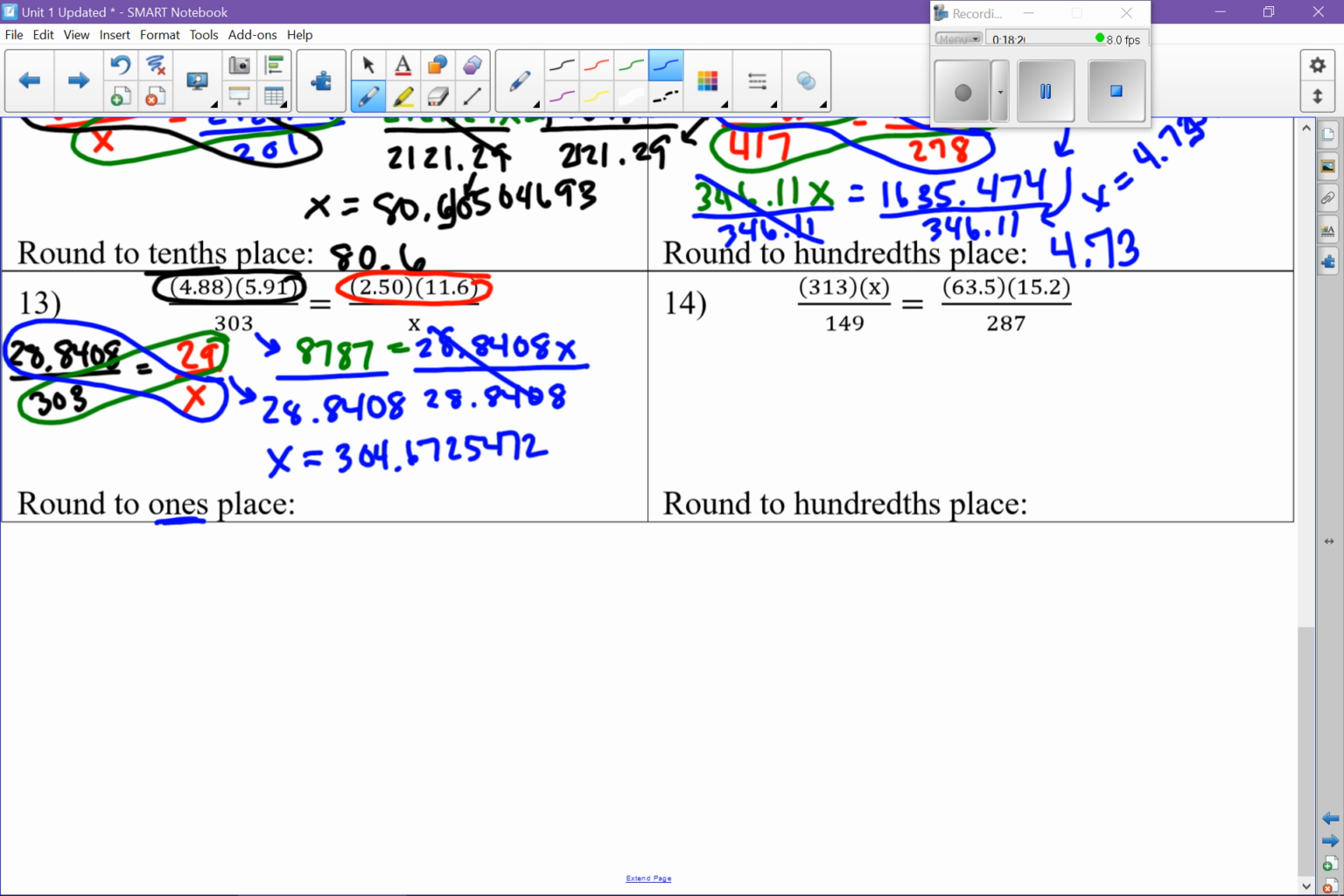X equals, your calculator is going to say 304.6725472. We're going to round at the ones place, which is right here at my 4. Keep the 3 and the 0, but the 6 afterwards means that the 4 needs to round up to a 5. Oh, one more. Okay.